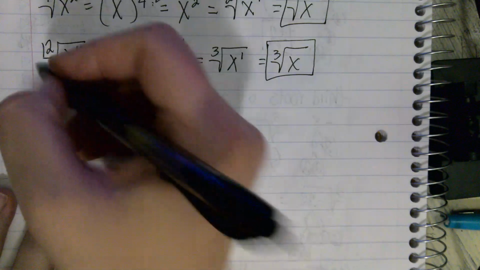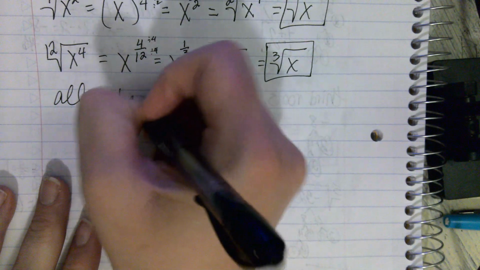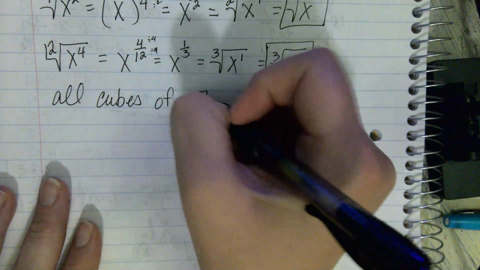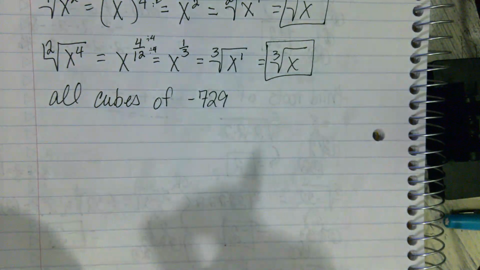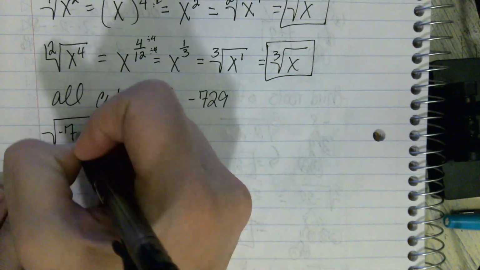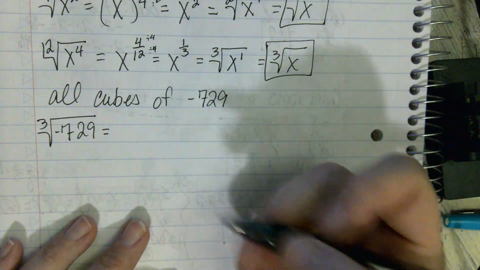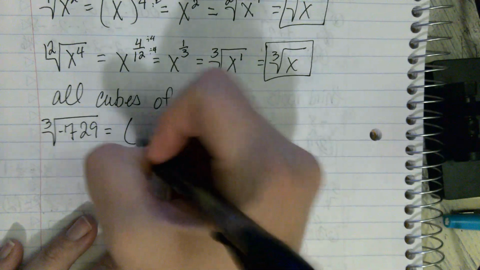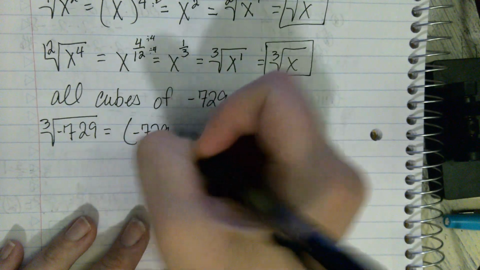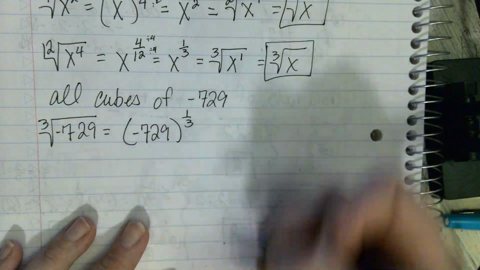Okay, let's look at some crazy ones. What if I wanted to find all the cube roots of negative 729? What would we do here? Well, let's write this in our exponential form, the invisible 1 over 3.